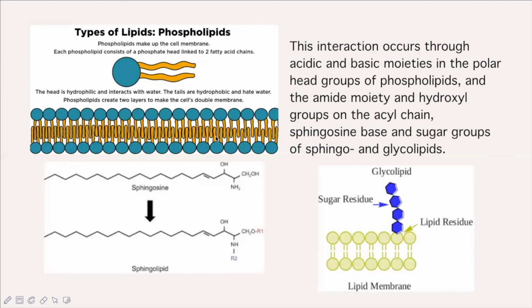Tas next is yung sphingolipids. Nagde-derive sila from amino alcohol. Nagko-contain sila ng unsaturated hydrocarbon chain. Tas lastly, yung glycolipids. Sila naman yung sugar-containing na lipids.